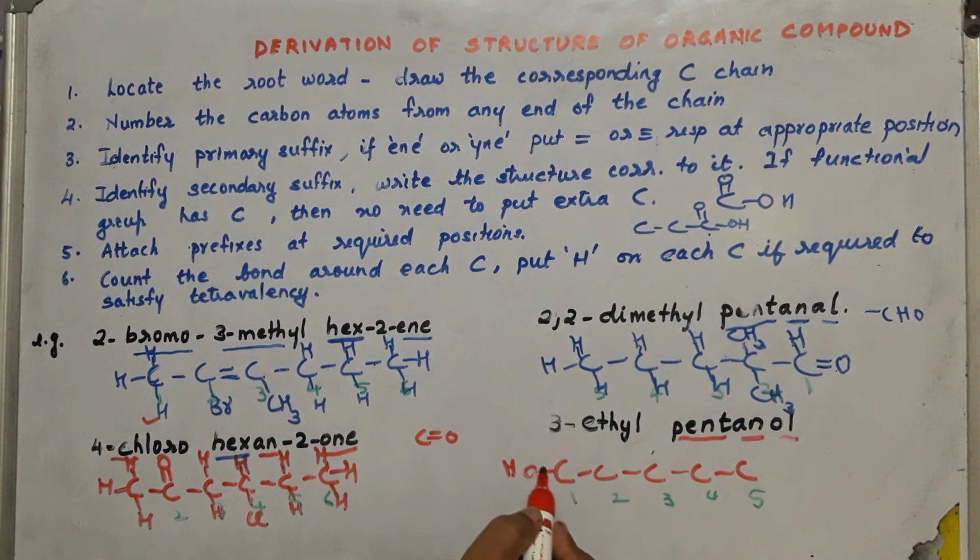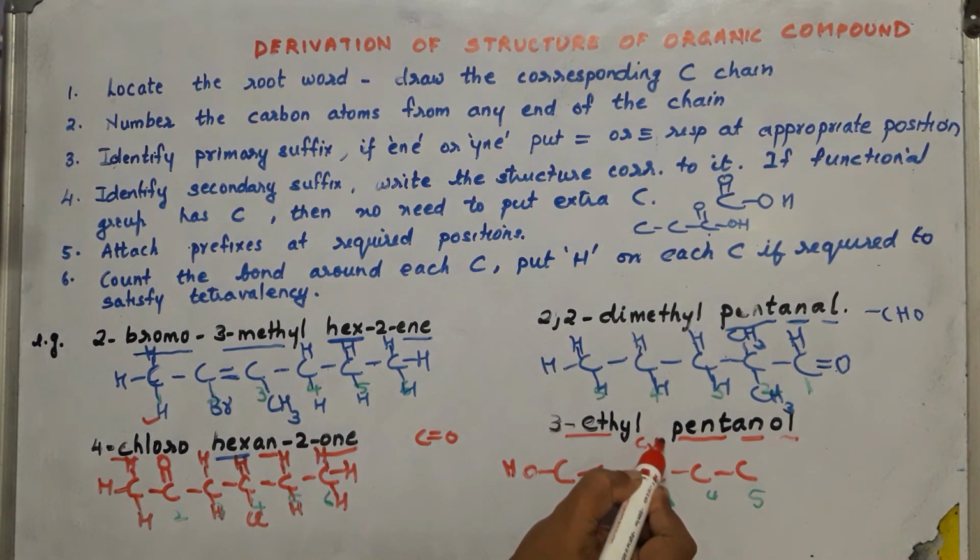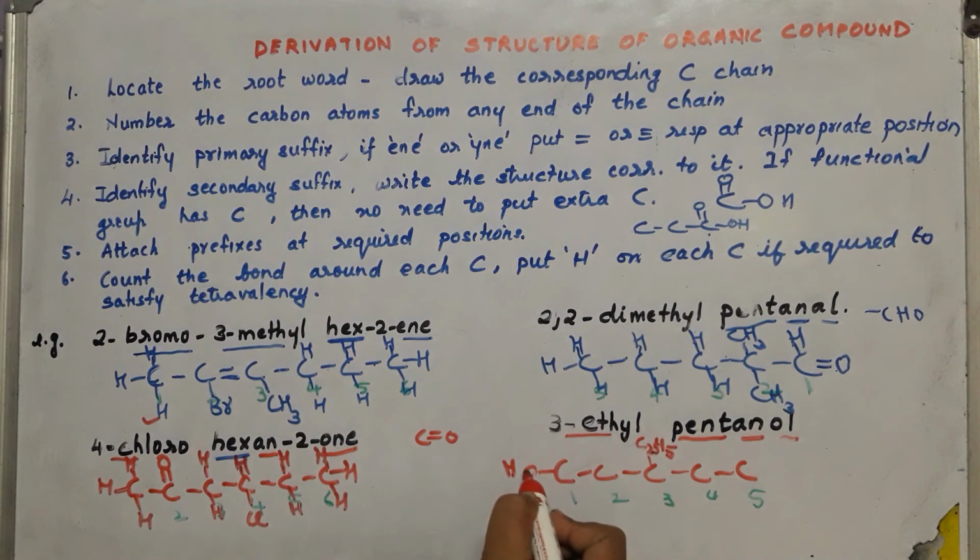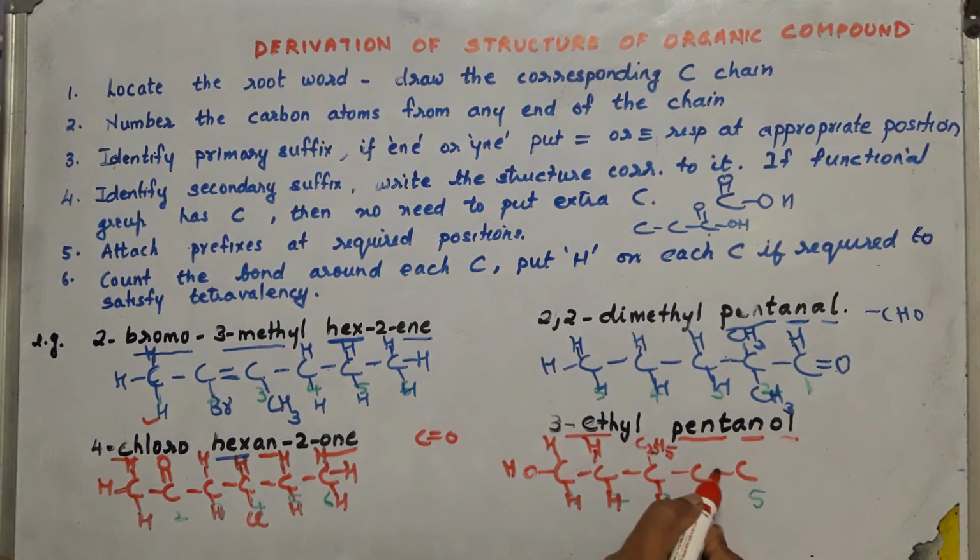Now give the prefix 3-ethyl. So on the third carbon give ethyl, C2H5. Ethyl is C2H5. Now count the bonds. 2 bonds are there, you have to give 2 more hydrogen here. 1, 2, so 2 more hydrogen here. 1, 2, 3, so 1 more hydrogen here. 1, 2, so 2 more hydrogen here. And the last carbon should have 3 hydrogen to satisfy 4 valency.